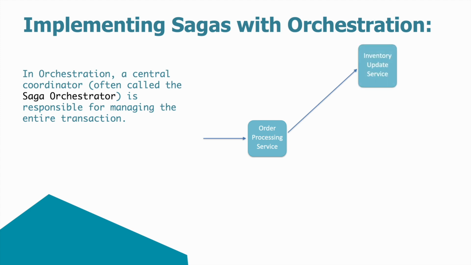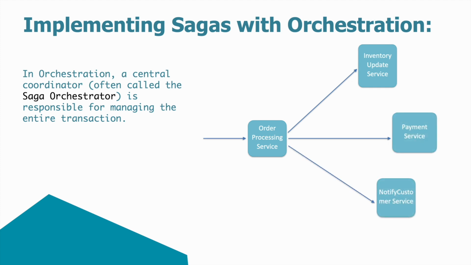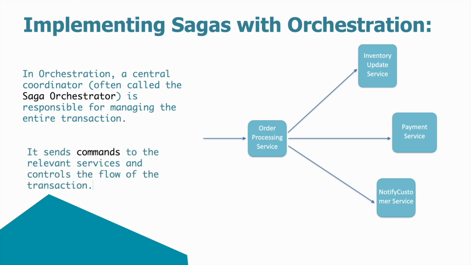There's an inventory service, payment service, and the notify customer service. So as you can see in the diagram, there's a central service, that's the order processing service, that is sitting in between all three services and ensuring that all these microservices are coordinated amongst each other.